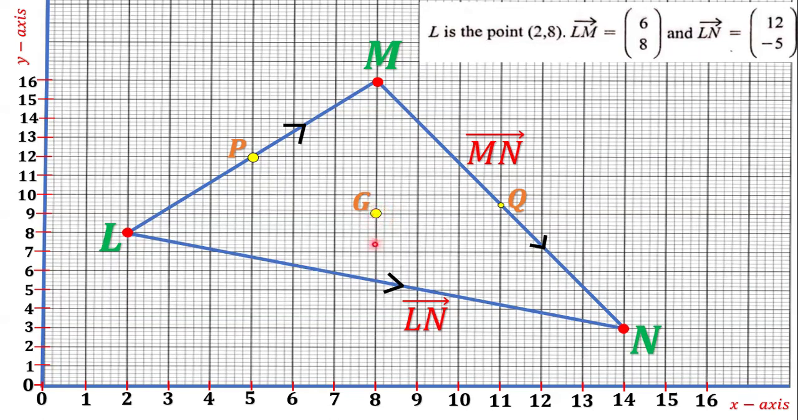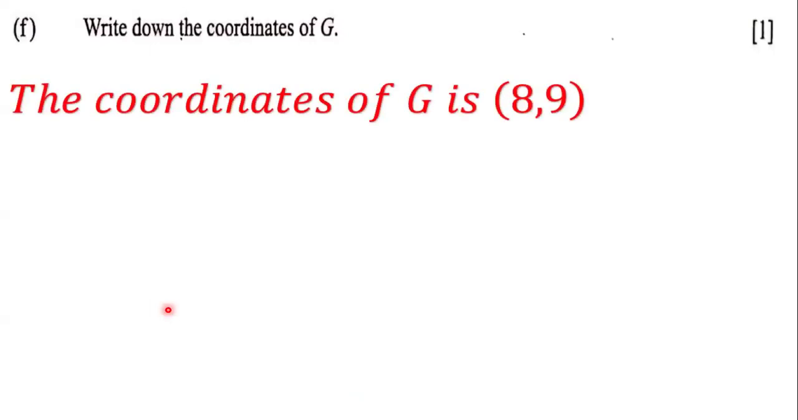Now, what is G? Well, G is (8, 9). That's the coordinates of that point. And so the coordinates of G is definitely (8, 9).